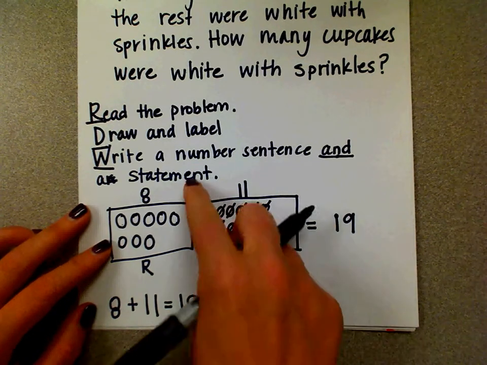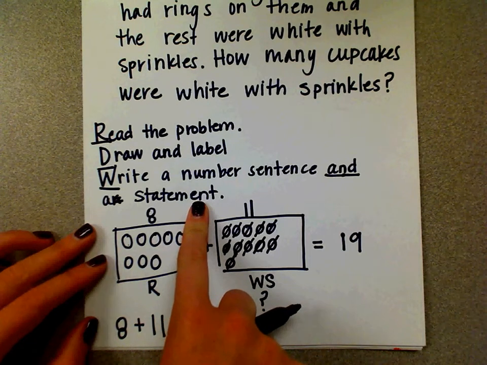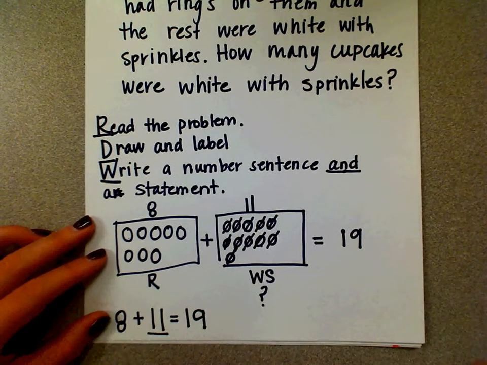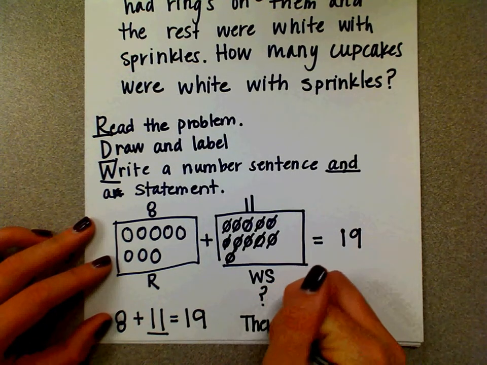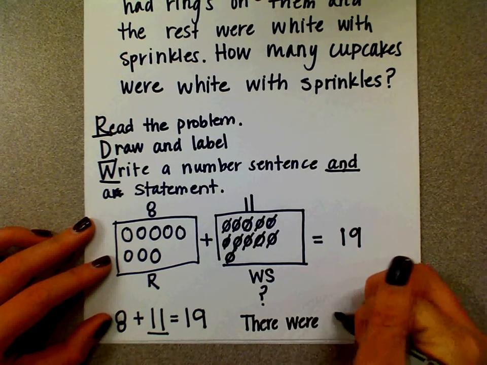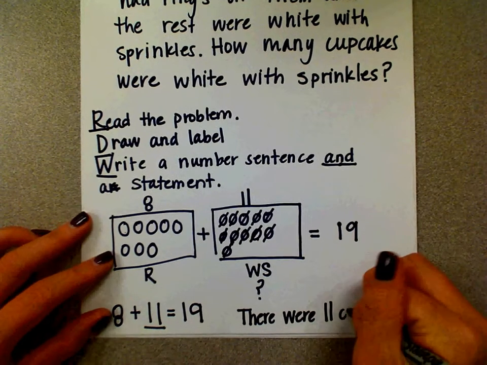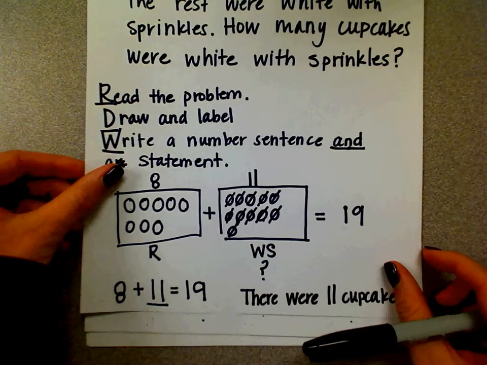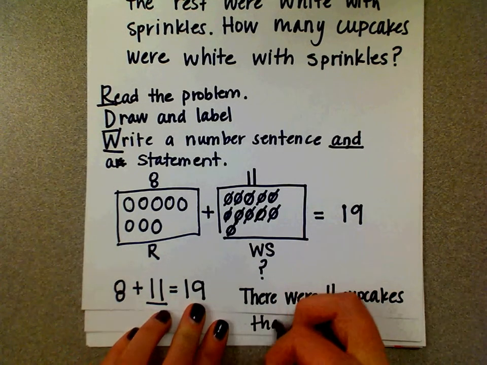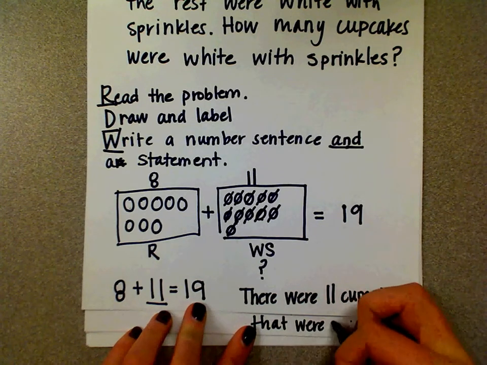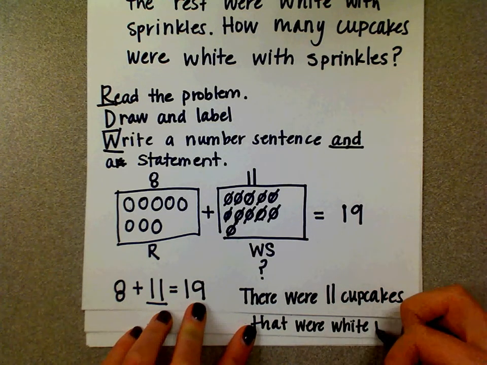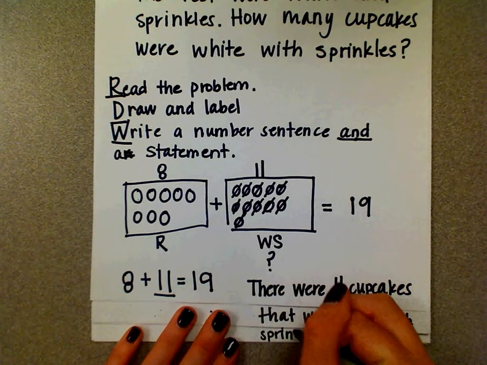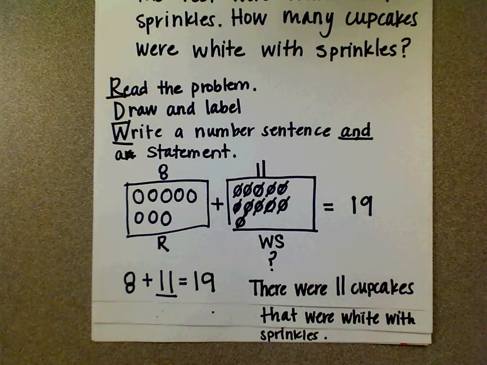Now for my statement. Say it with me, scholars. Statement. A statement is a sentence that tells me my answer. I know that there were, and I'm going to write there were 11 cupcakes that were white with sprinkles. And now I have all the components of my problem.